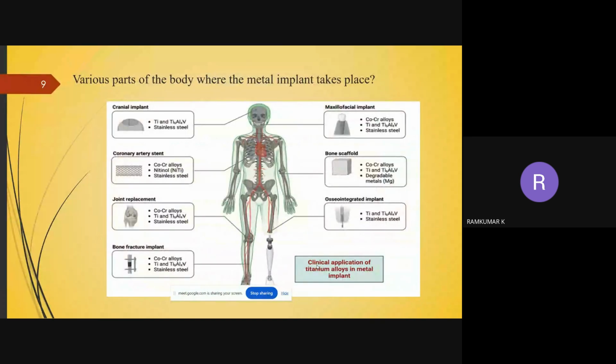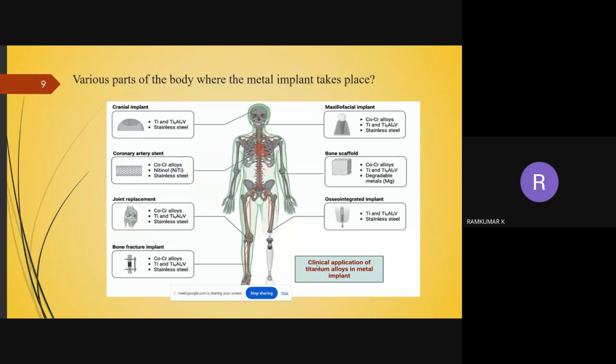So these are the various parts of the body where metal implants are used. First one is the cranial implant. In cranial implants, we can see titanium and titanium 6 aluminum 4 vanadium, then stainless steels. After that, coronary artery stent. For the heart, we are using cobalt chromium alloys and nitinol. Nitinol is a nickel and titanium alloy. The next one is stainless steel. After that, for joint replacement, we are using cobalt chromium alloys, titanium, and stainless steels. The next one is bone fracture implant. In bone fracture implants, cobalt chromium alloys, titanium, and stainless steel are used.